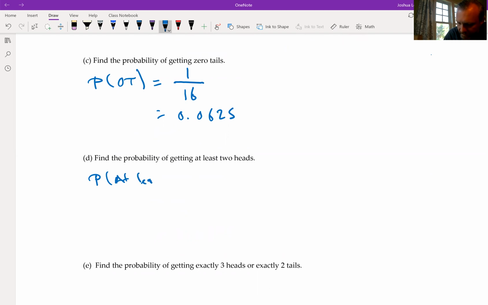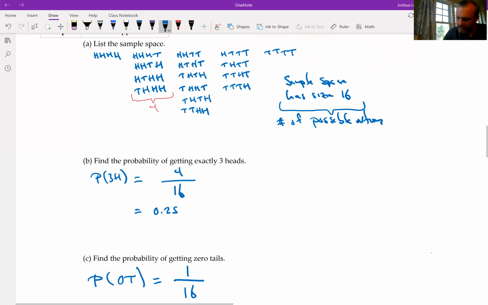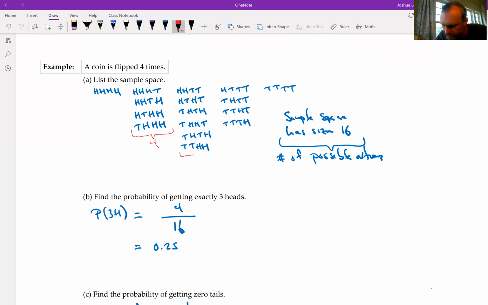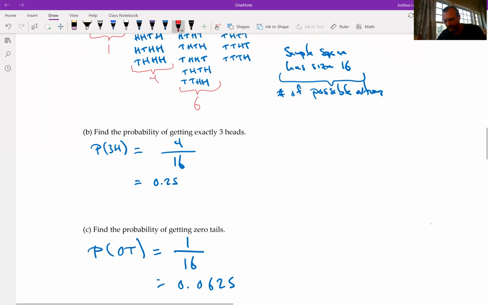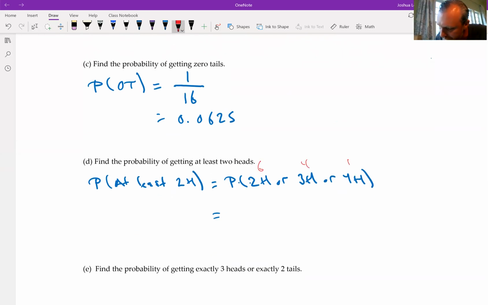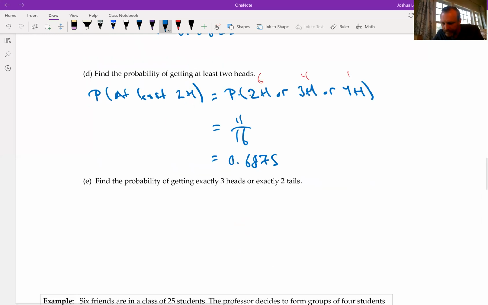How about the probability of getting at least 2 heads? Well, what does that mean? That really means the probability of getting 2 heads, or 3 heads, or 4 heads. So let's go count. There are 1, 2, 3, 4, 5, 6 ways to get 2 heads. There are 4 ways to get 3 heads, and there is 1 way to get 4 heads. So 6 plus 4 plus 1 gives us a grand total of 11 of those 16, which as a decimal is 0.6875.